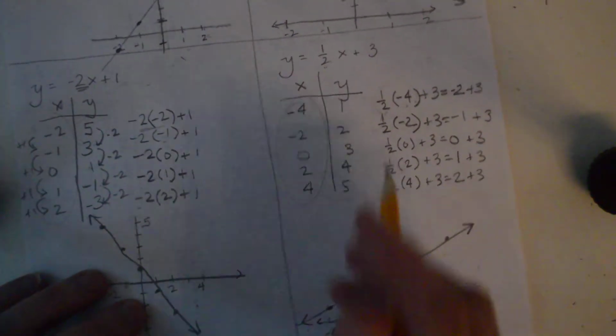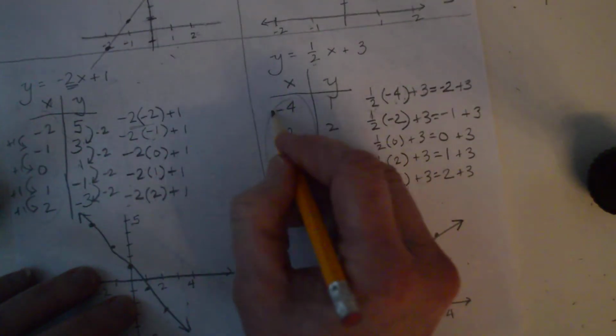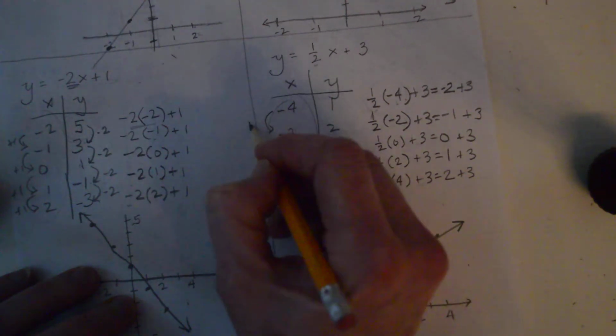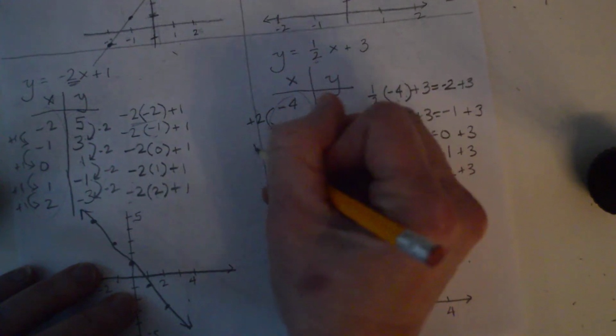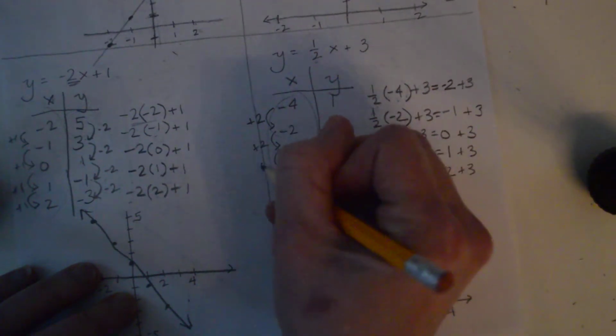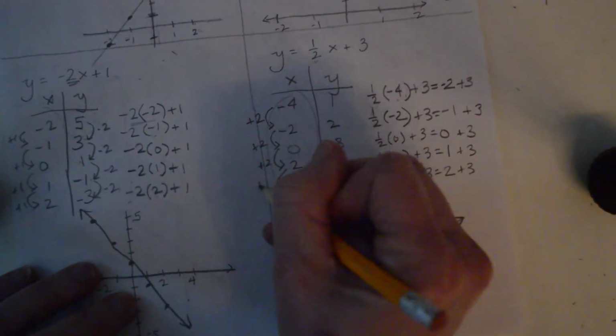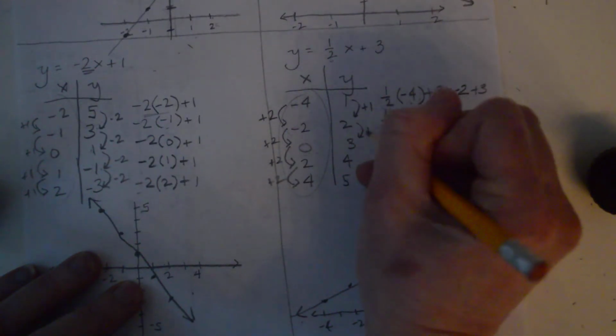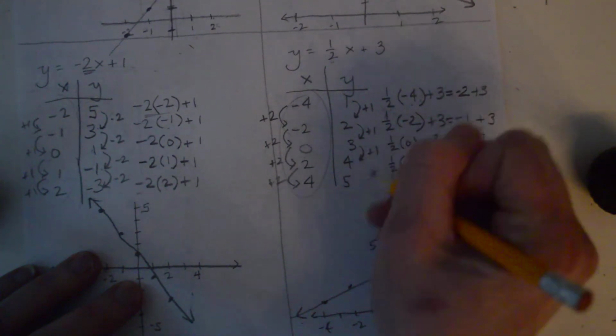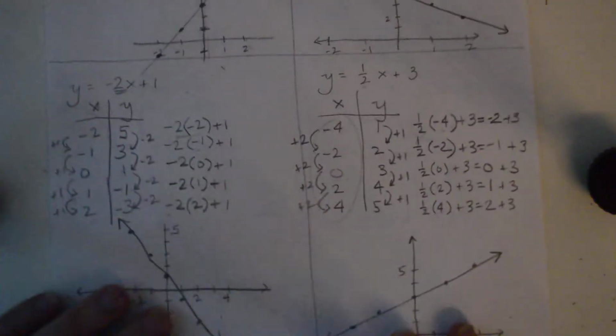Right, over here, the last one, here we increased by 2. Here we increased by 2. Here we increased by 2 and increased by 2. In the y values, we increased by 1, increased by 1, increased by 1, increased by 1.